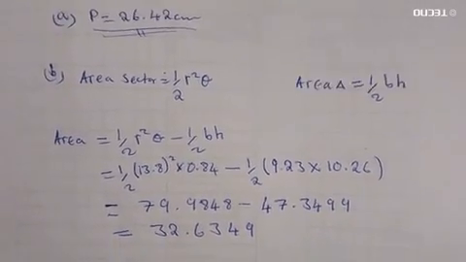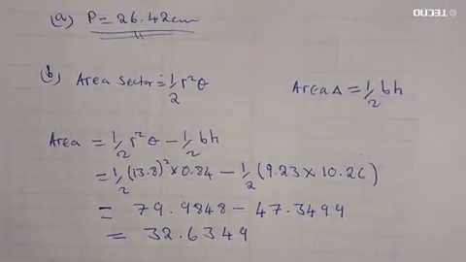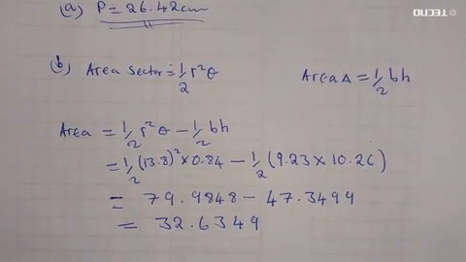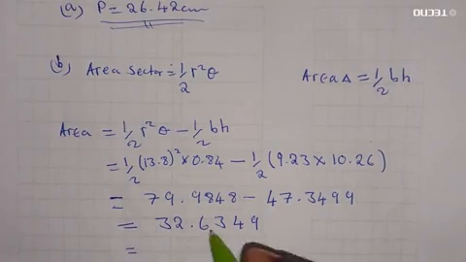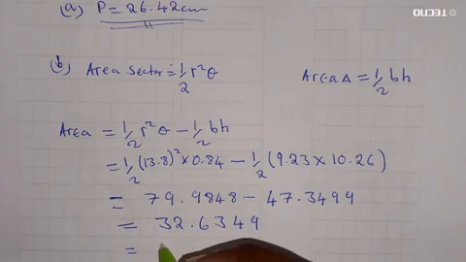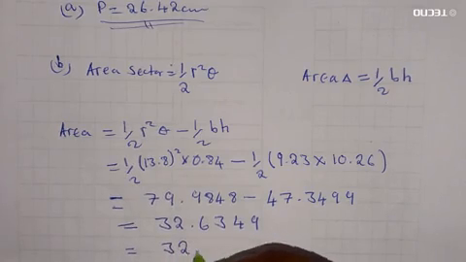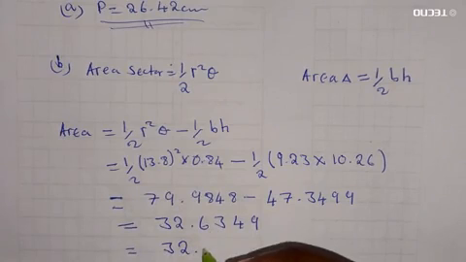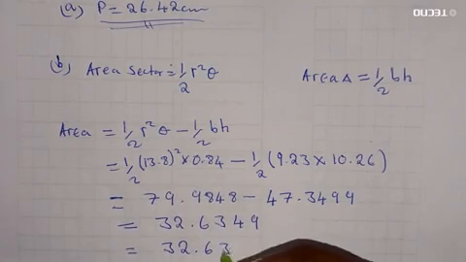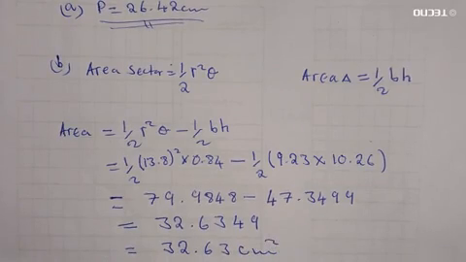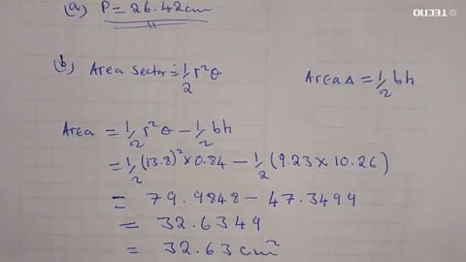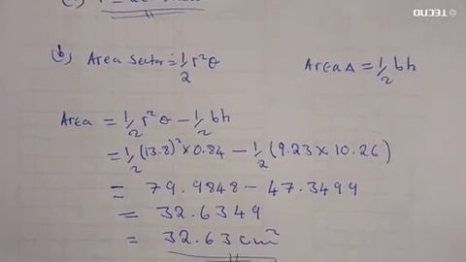Then we can round this off to 2 decimal places. So after rounding this to 2 decimal places, the answer is 32.63 centimeter squared, because this is an area, so we need to add a square there.